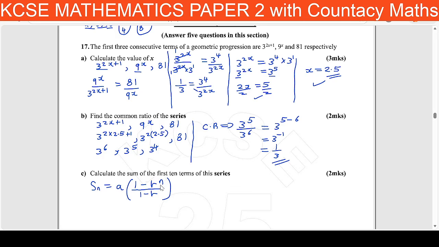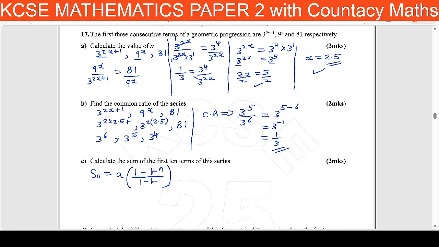Just in case you get a question that is asking you to find the sum of terms where the common ratio is greater than 1, you know which formula to use. But for now, this is the formula that you're supposed to use, and let's go ahead and apply it and see what you're really going to get. So, do we have the first term already? Yes, we have it already here with us, and that is 3 to power x.